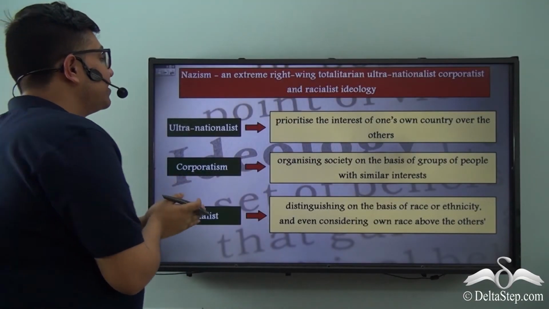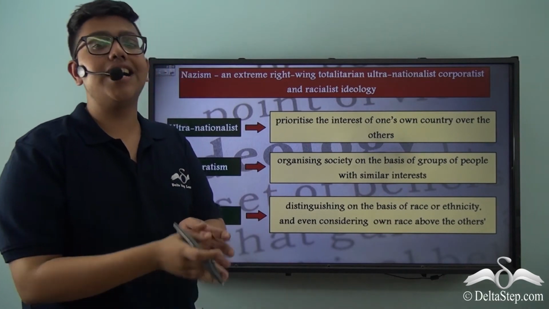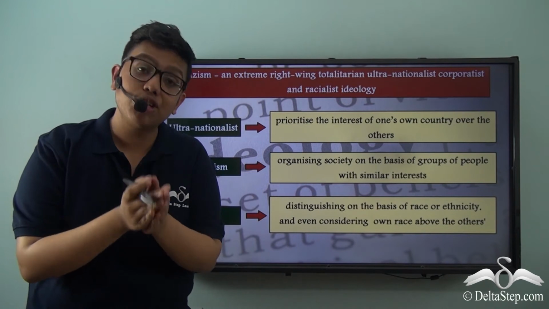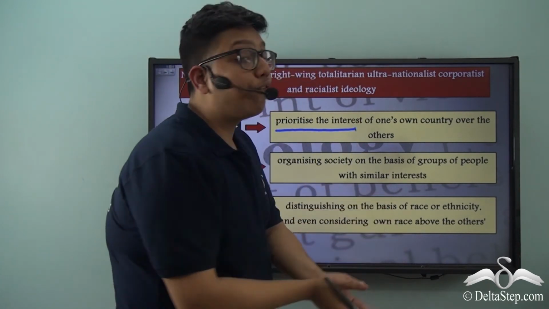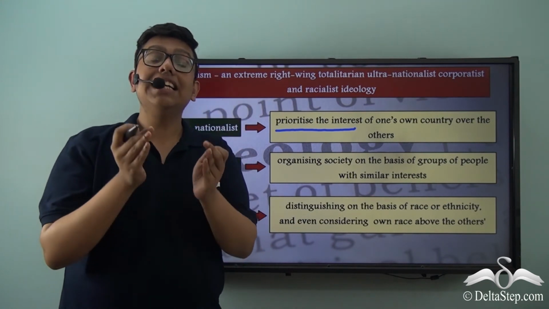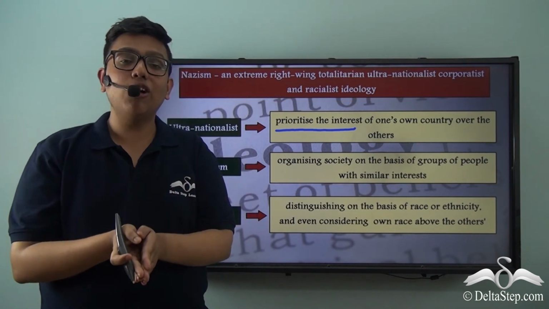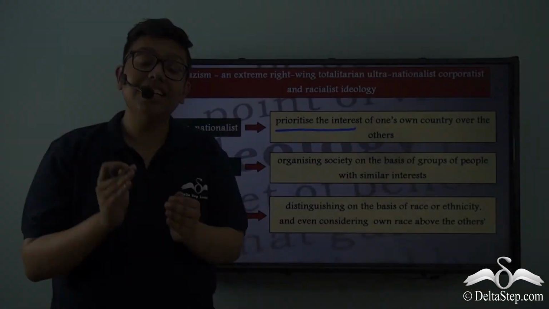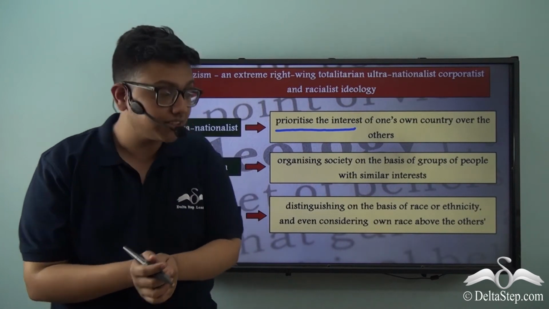Now, we also see that Nazism is an ultra nationalist or aggressive nationalist ideology. Now, aggressive or ultra nationalism is a love for your country which makes you prioritize the interest of your own country over the interest of the other. And in this particular case, even war is justified, where the person who is an ultra nationalist happens to justify war just so that their country can emerge to be the best among all other countries.